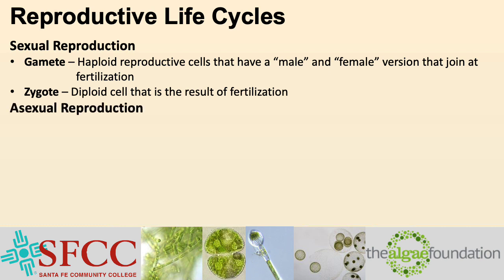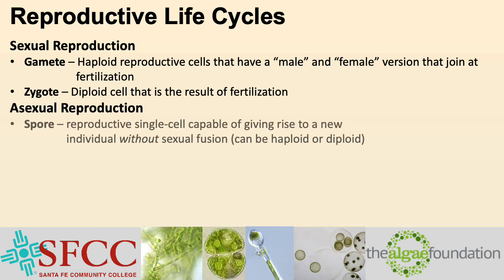In asexual reproduction, many algal species produce spores. Spores are specialized cells that can give rise to a new individual without sex and can be either haploid or diploid. What distinguishes a spore from a zygote is that the spore can be dormant for long periods of time while waiting for favorable environmental conditions for germination. There are different types of spores.